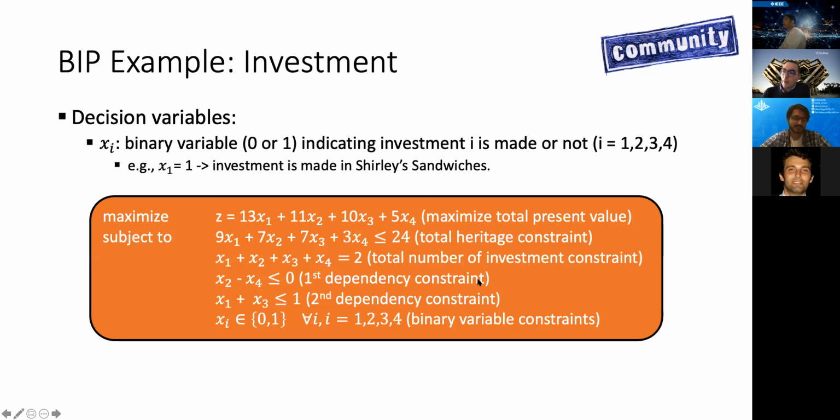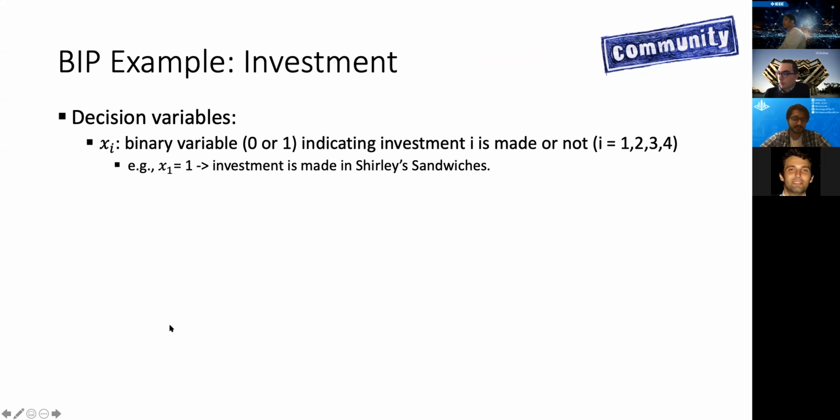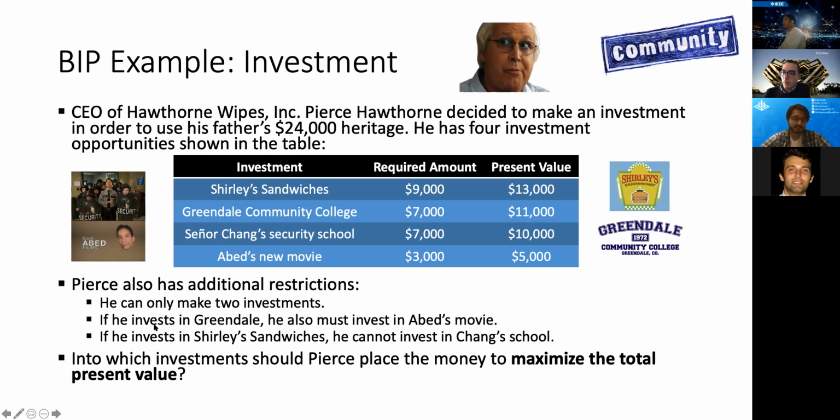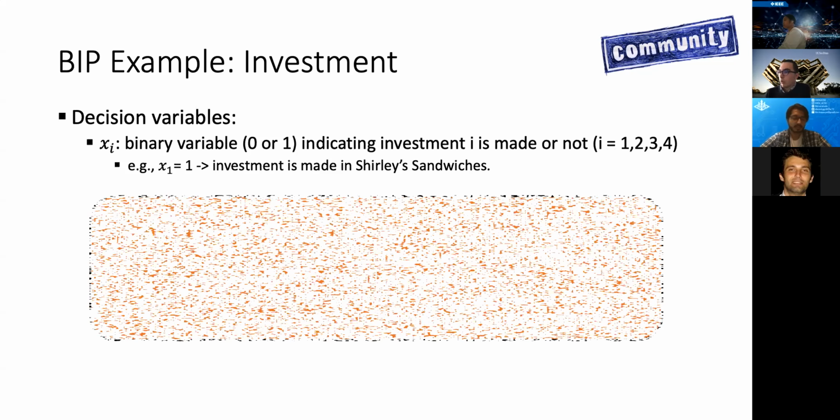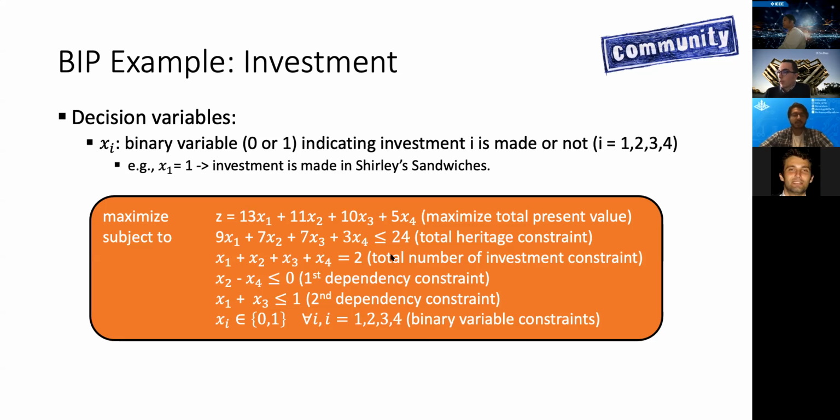The first dependency constraint, x2 minus x4, should be less than or equal to 0. Where does this come from? If he invests in Greendale, he also must invest in Abed's movie. This comes from here. If you're not understanding it really well, I can explain this later. So I want to show this in MATLAB again. The second dependency constraint, I can explain later.